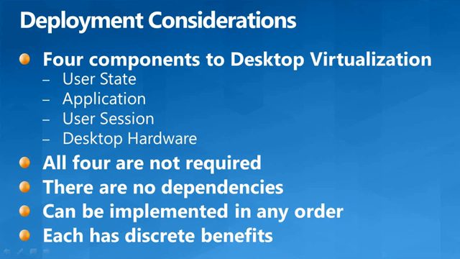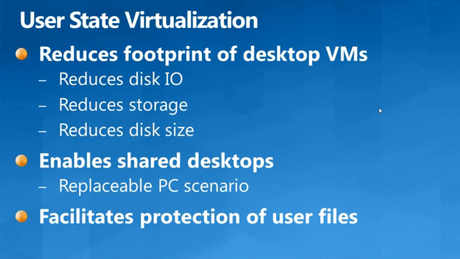So what does the user state do? Well, a couple of things. It reduces the disk I/O, and that's the biggest thing in virtual desktops that you'll see. The disk I/O is really the biggest issue. And so the amount of the applications that you're using are going to cause more disk activity. That will slow things down.